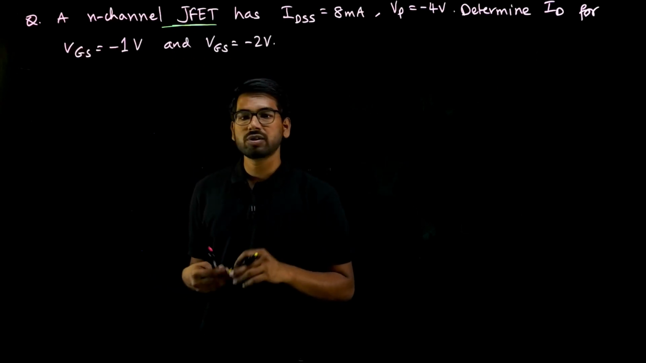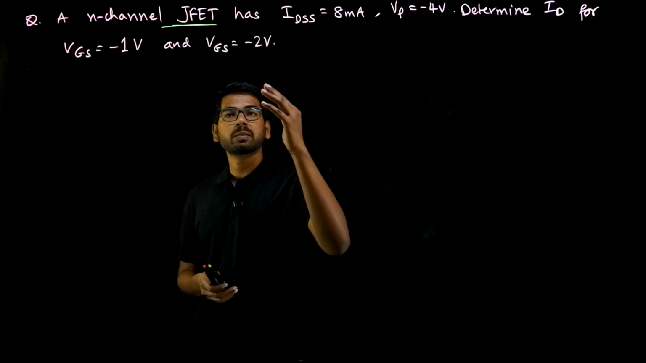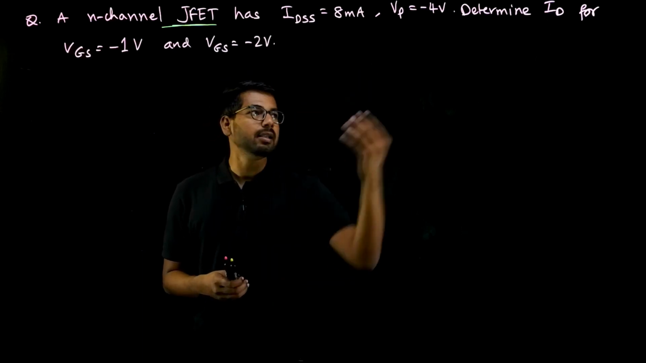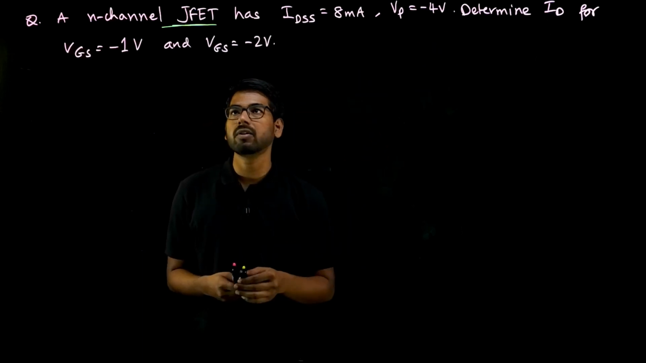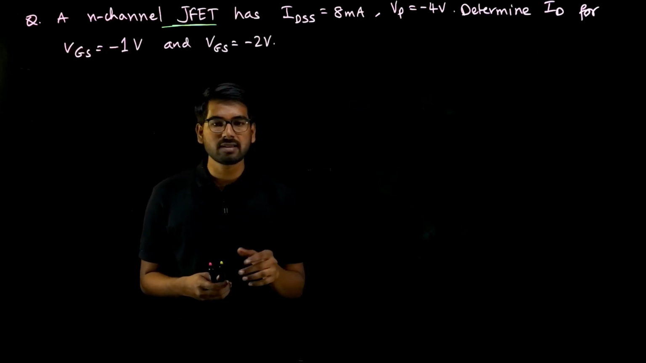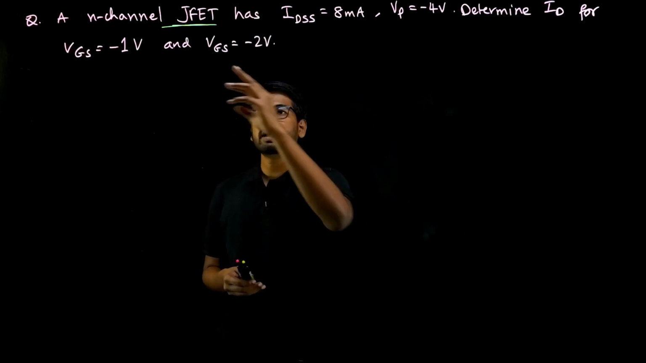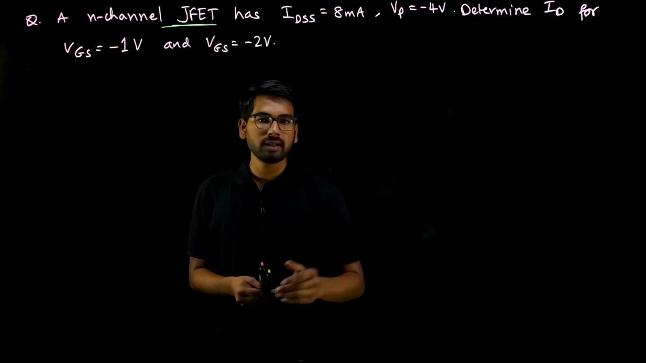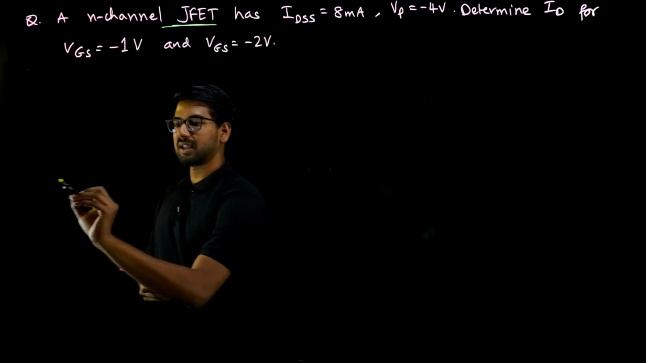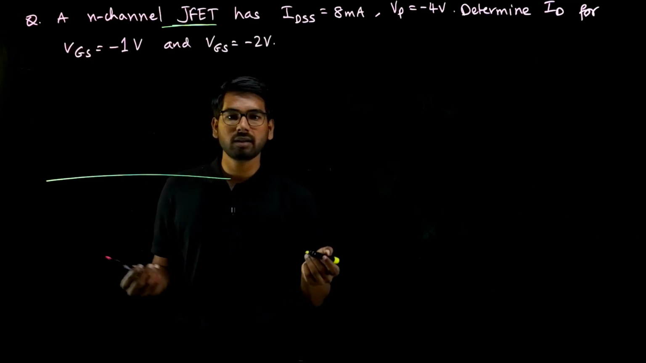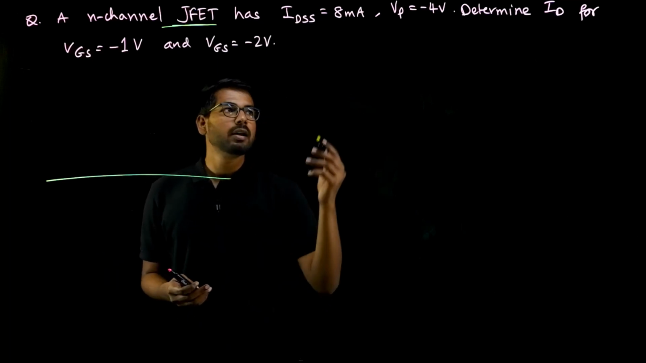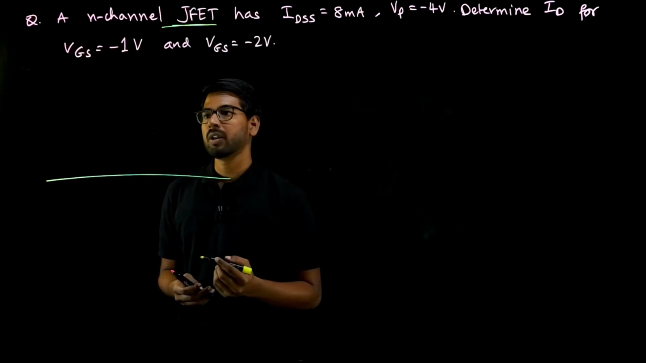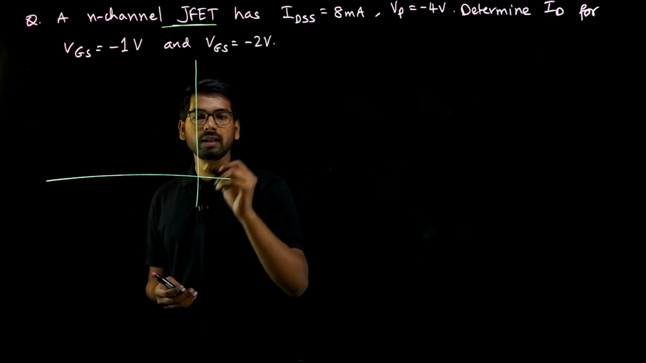And for a JFET, the relation between VGS and ID. ID is the drain current, because whenever you have a field effect transistor, you have drain, gate and source. So VGS is the gate source voltage and ID is the drain current. The graph is something like this. This is all about graphs and formulas. Once you know the formulas, it's just substituting and finding the value.